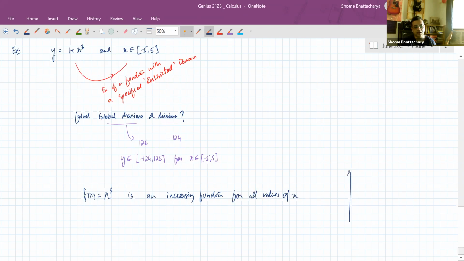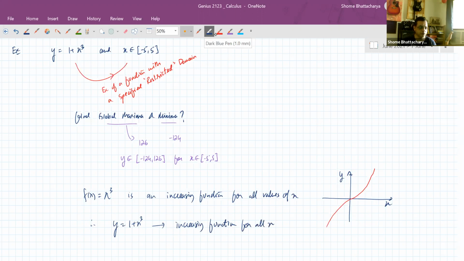Because we are familiar with the graph of x cube. We think of the function y is equal to x cube. We have already seen the graph of this before, that it goes slightly and it goes like this. Okay. So therefore, this is also an increasing function for all x.